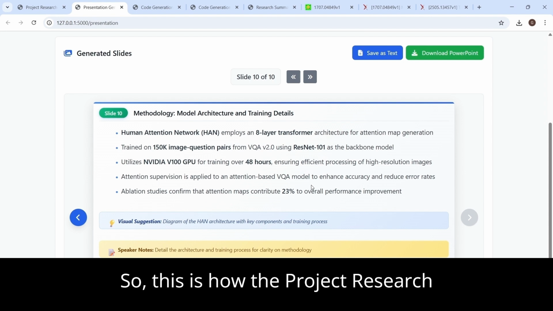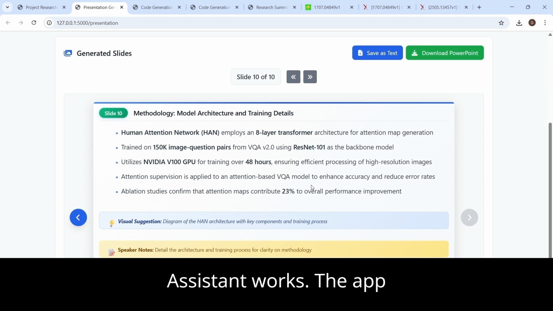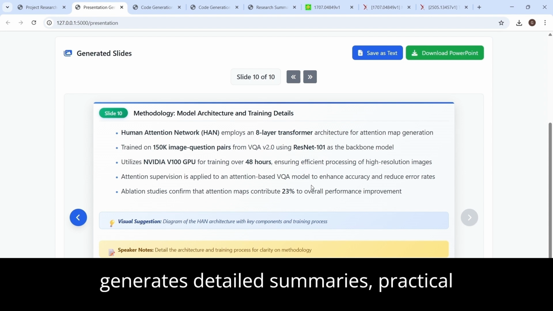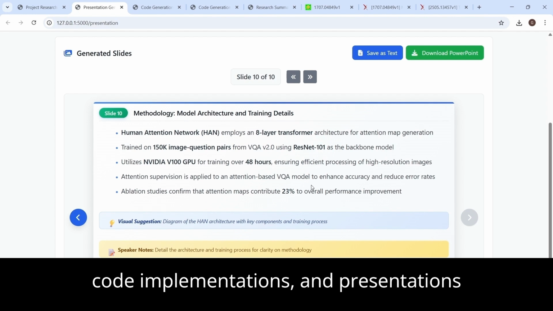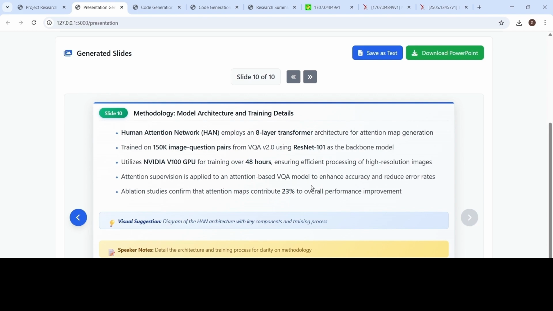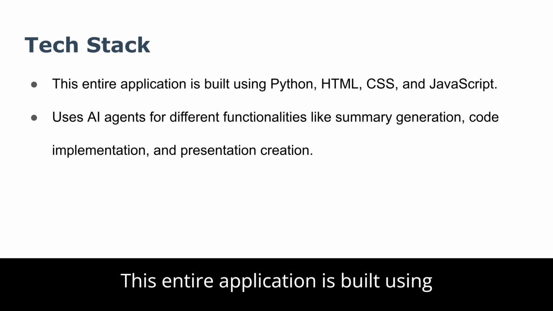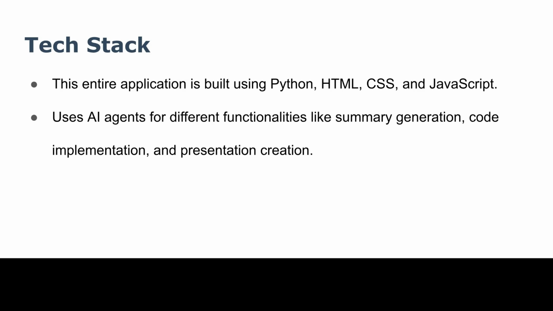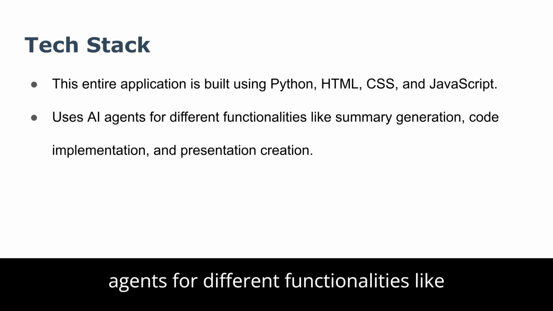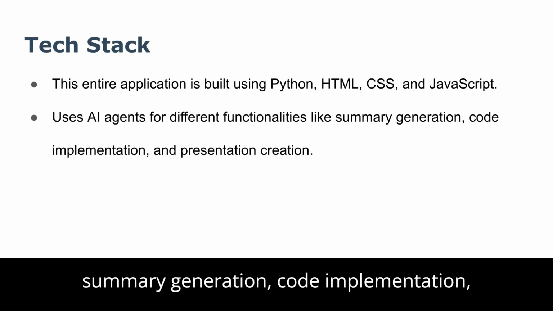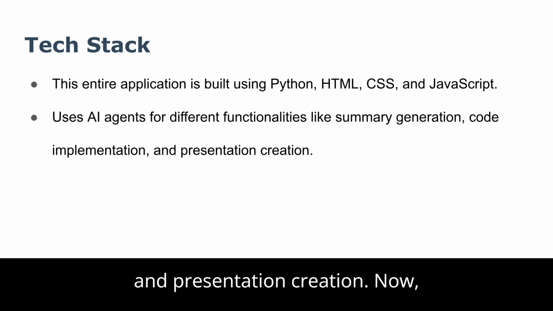So this is how the project research assistant works. The app generates detailed summaries, practical code implementations, and presentations from research papers. Now we will look at the tech stack. This entire application is built using Python, HTML, CSS, and JavaScript. It uses AI agents for different functionalities like summary generation, code implementation, and presentation creation.